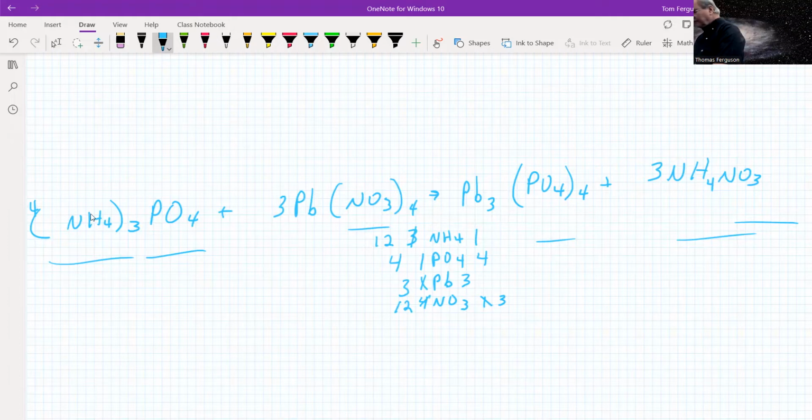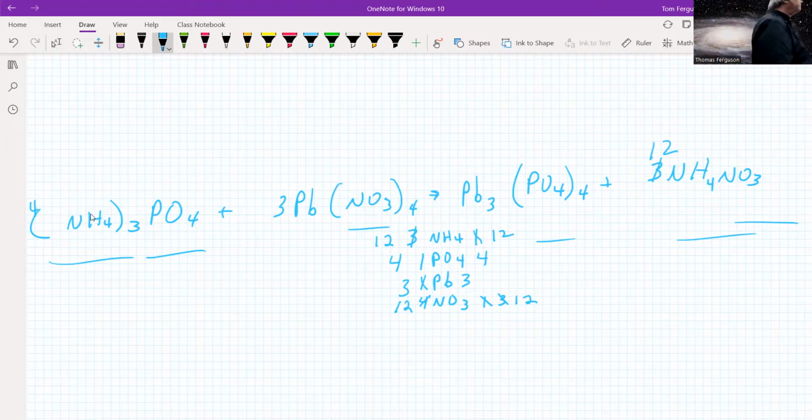So if I put a 12 here instead of the 3, that'll give me 12 nitrates and 12 ammoniums. All done. That's very simple compared to doing it element by element. So look for this in equations. Do I have a common group on both sides?